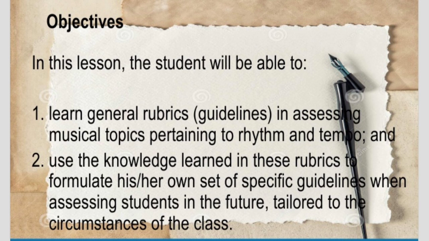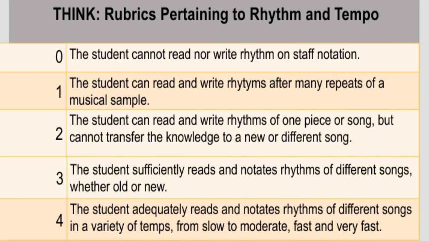future students soon. Here, as what you see, it is a sample of general rubrics for assessing a student's learning in rhythm and tempo. The numbers before each rubric indicate the achievement level as shown in the previous lesson. These rubrics cover both written and performance-based activities.